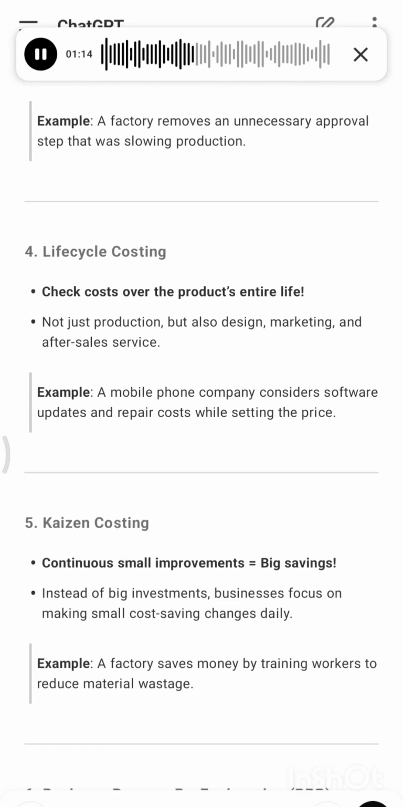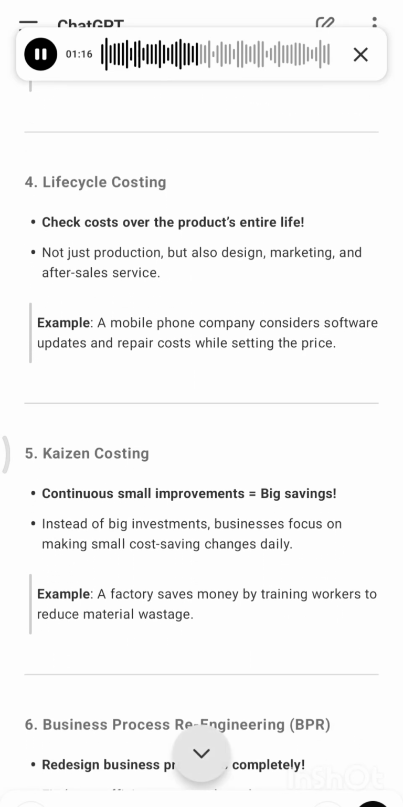5. Kaizen costing. Continuous small improvements, big savings. Instead of big investments, businesses focus on making small cost-saving changes daily. A factory saves money by training workers to reduce material wastage.